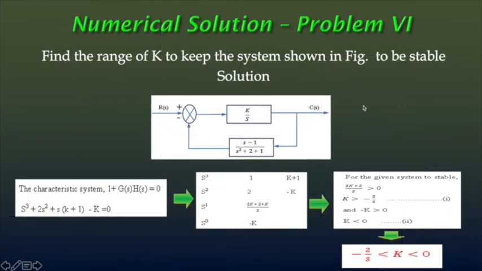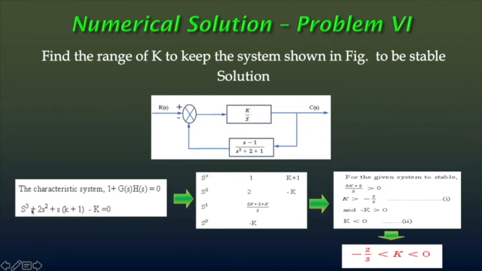Next numerical solution: for the stable system, find the range of k. Here the closed loop transfer function is given. So find the characteristic equation, 1 plus G(s) into H(s). Here G(s) is given as this and H(s) is given as this. Then find the characteristic equation.